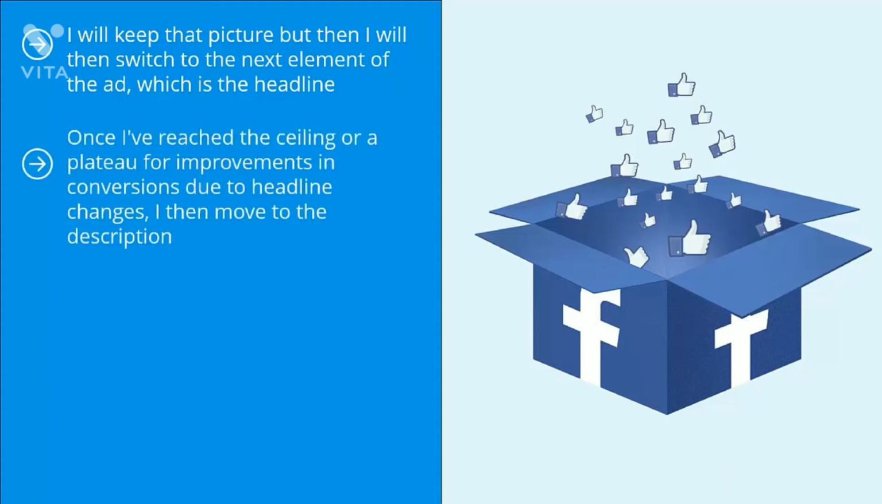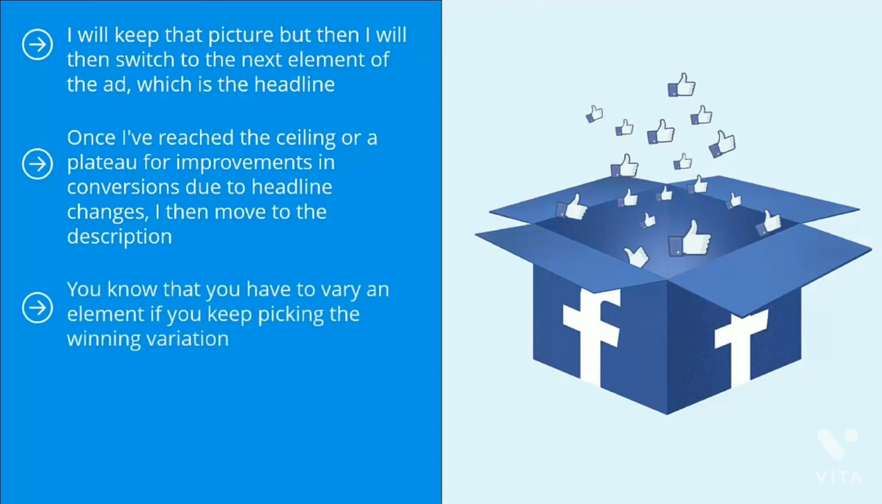Once I've reached the ceiling or a plateau for improvements in conversions due to headline changes, I then move to the description. Do you see how this works? You know that you have to vary an element if you keep picking the winning variation. You do this with small tests until the whole ad is optimized.